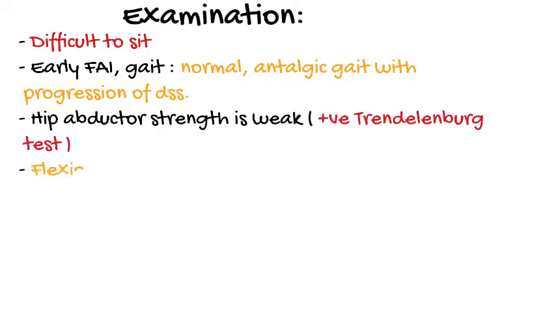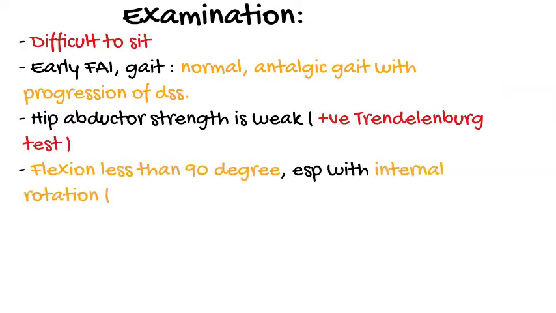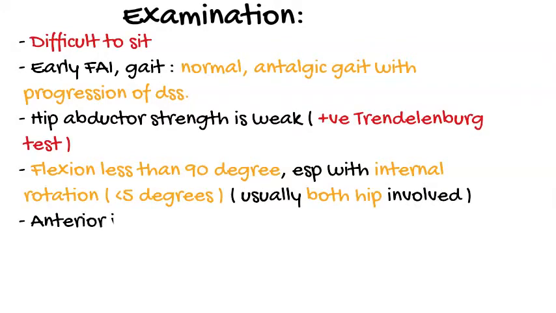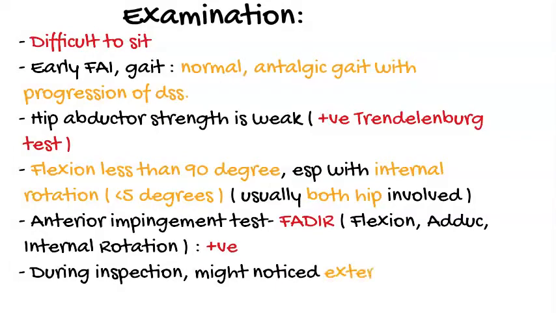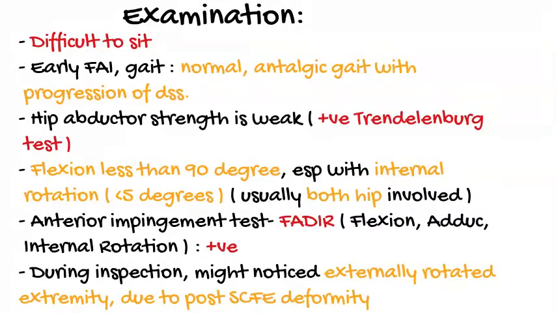Antalgic gait would occur with the progression of disease. Clinically, the hip abductor strength is weak, so there would be a positive Trendelenburg test. Flexion will be less than 90 degrees, especially with internal rotation, IR, of less than 5 degrees. Usually, remember both hips are involved.